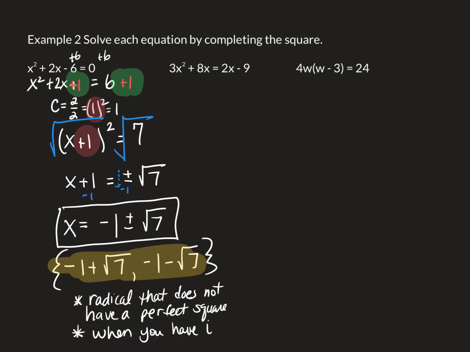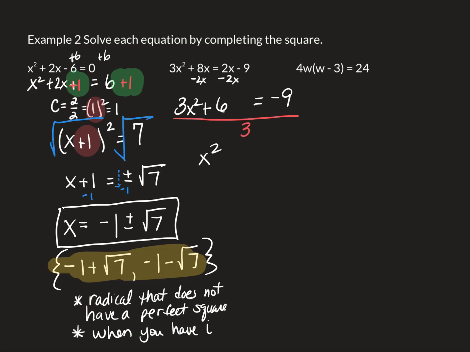Okay, let's go to the next one. Step 1 says put the quadratic and linear term on one side. So that's what I'll do. I'm going to subtract 2x. 3x squared plus 6x equals -9. The next thing I'll do is check my a value. Is my a value 1? No, it is not. So I am going to divide everything by 3 to turn that into a 1.